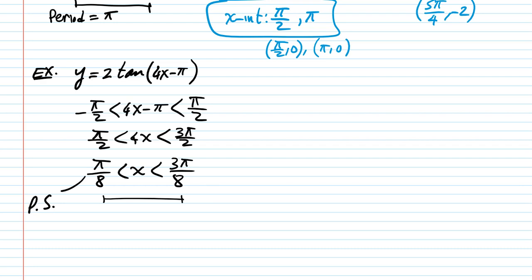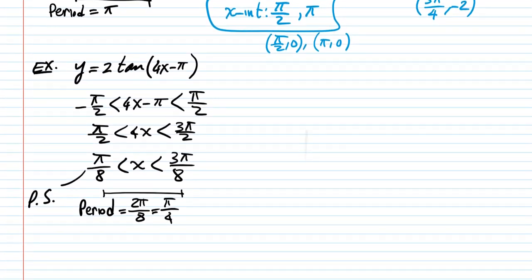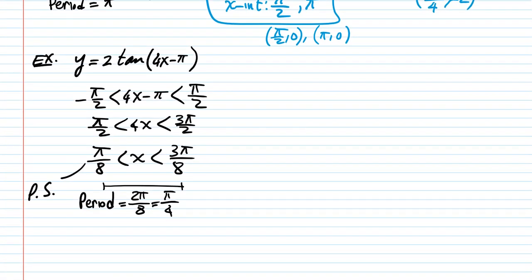The period is going to be what? 2 pi over 8 or pi over 4. This is the period of the function. And we got the phase shift. And what else did we want? That's it. The start and ending point. We know the start and ending point as well. Let's graph this tangent function.